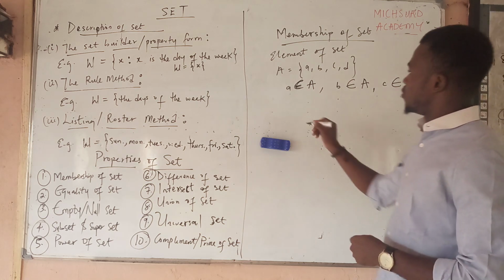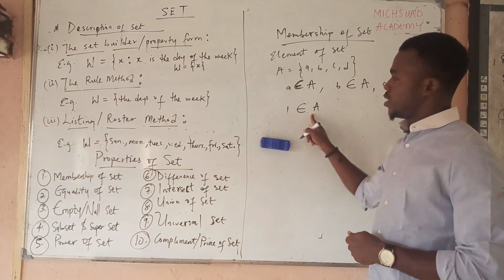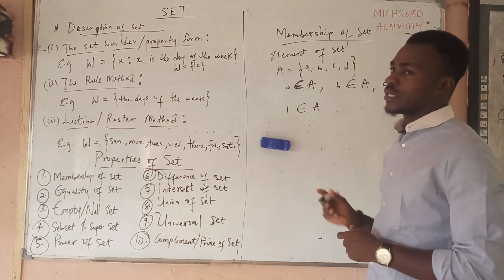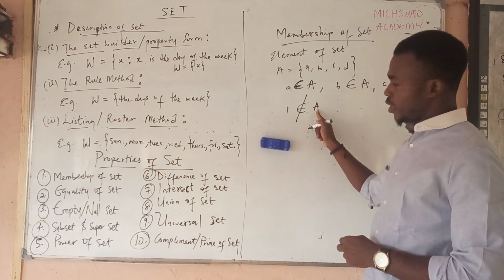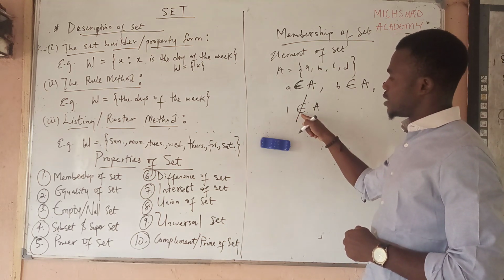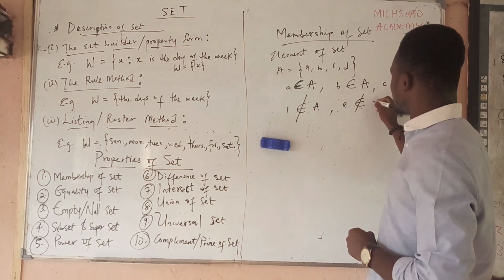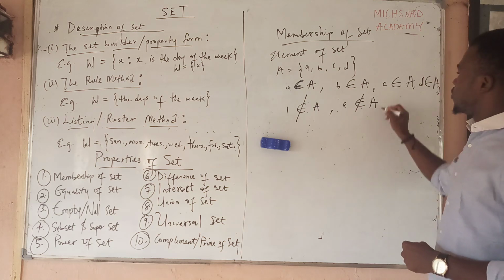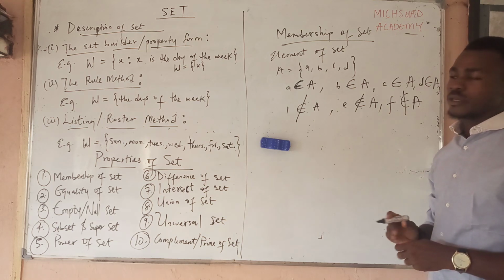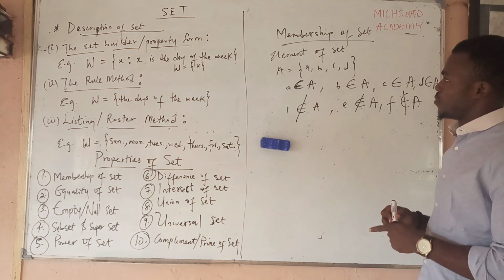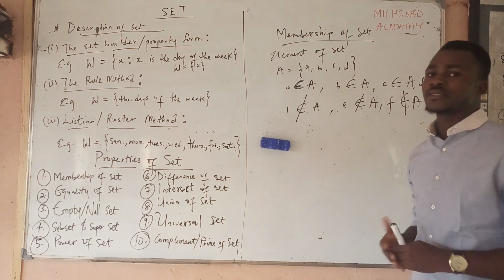Now, if you look at this, let's say we put 1 here, you can't say that 1 is an element of A, because 1 is not found in this set A. So we write that 1 is not an element of A. We use this symbol to show that this is not an element of A. You can also see that F is not an element of A. So this is all about the membership of a set. We talk about the elements and those that are not elements of that set.